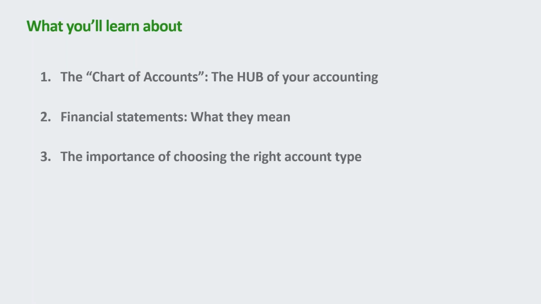We'll also talk about the importance of choosing the right account type whenever you're setting up an account. What does that account type do? And also, what does it mean? Those are very important questions to answer, and we will answer them today.